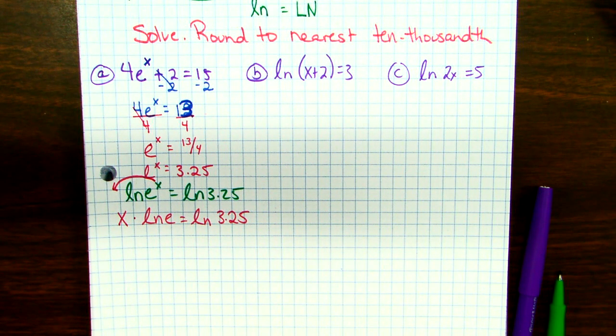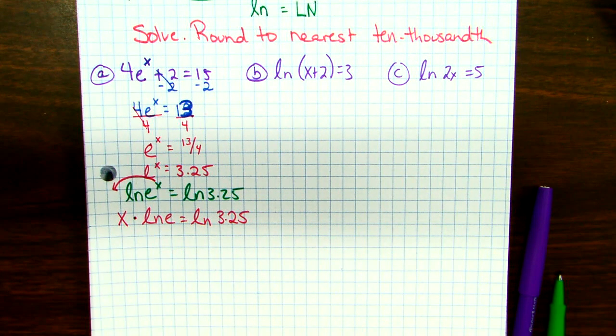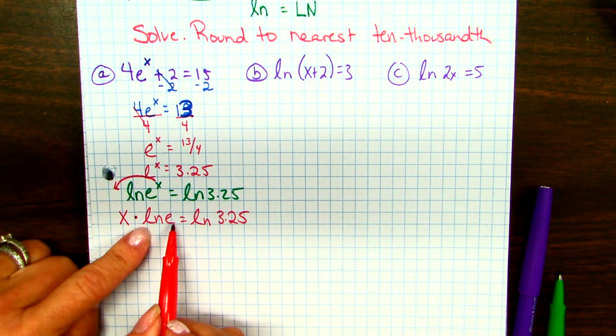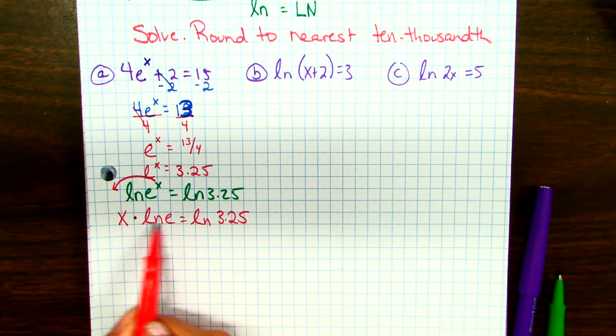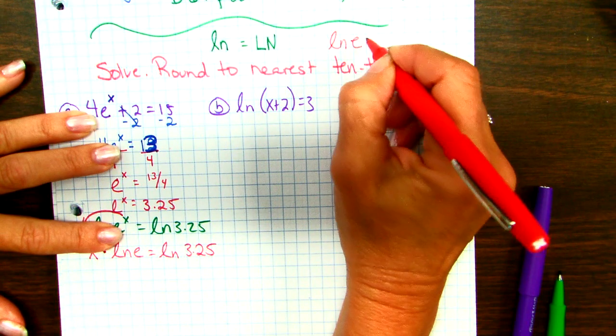Remember, our goal is to get x by itself. So this is multiplication, but there's something kind of special here that if you catch it, it makes the problem one step easier, and that is natural log e equals 1. This right here equals 1. Here's why.